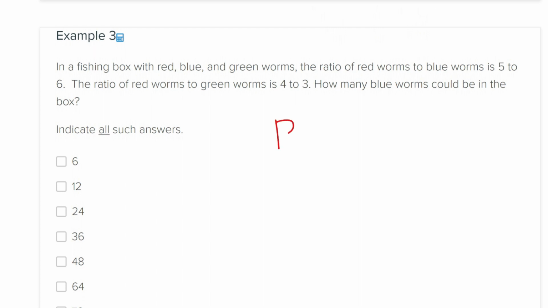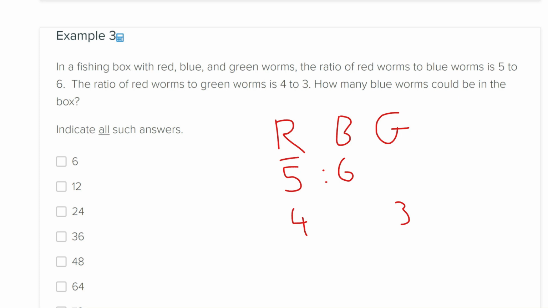What do we do with overlapping ratios? We do a table with all the objects in one row at the top. R, B, G, Ruth Bader Ginsburg. Anyway, we've got 5 to 6 for red to blue. So we put that there, 5 to 6 for red to blue. Then the ratio of red to green is 4 to 3. So underneath, we do 4 to 3 for the ratio of red to green.